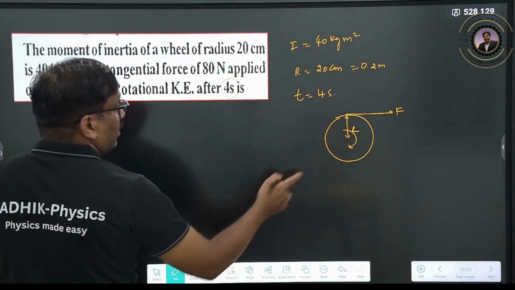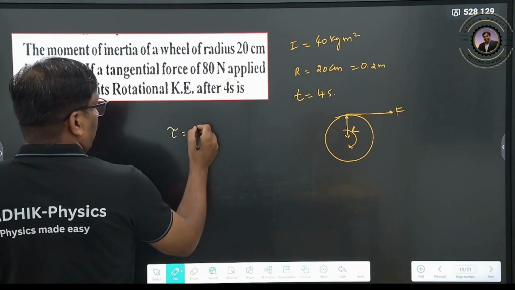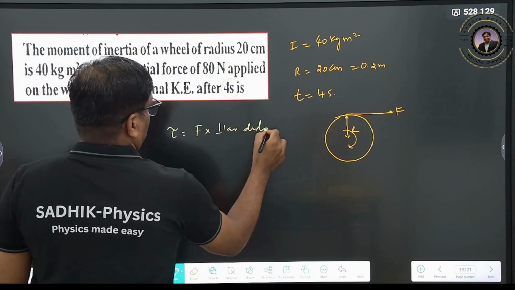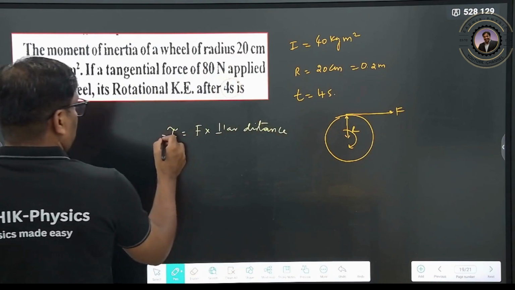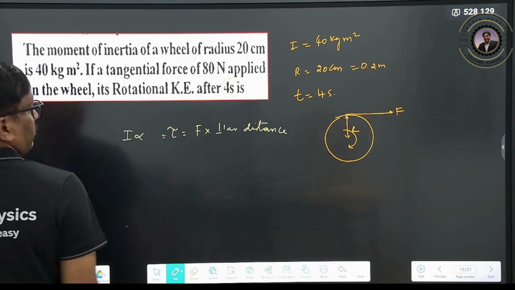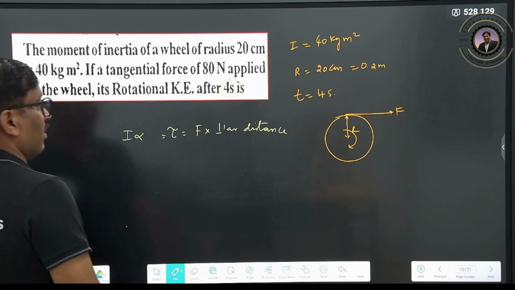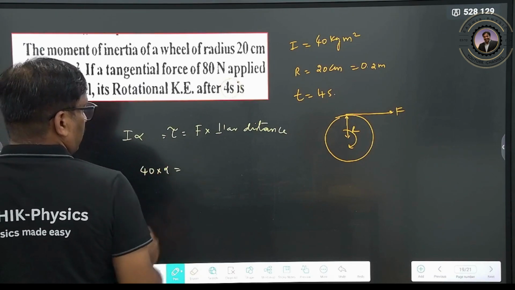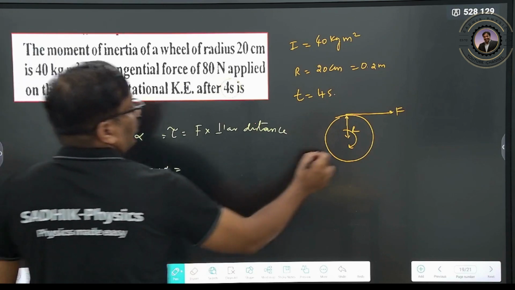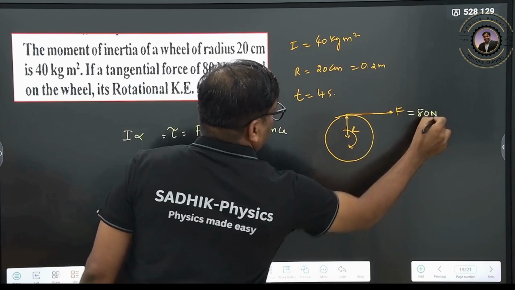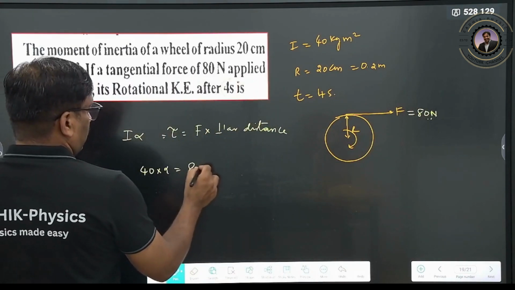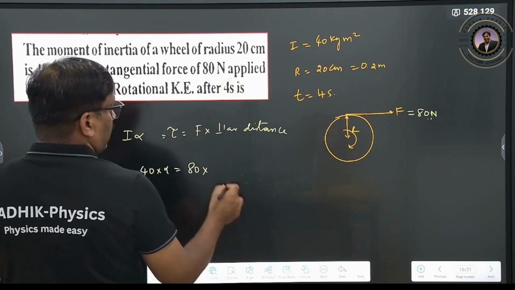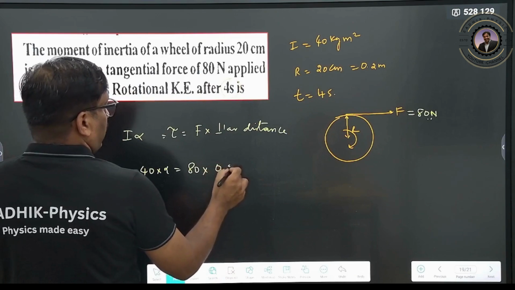So let us see here. So we have to calculate the torque, no? Torque. What is the torque formula? Force into perpendicular distance. Perpendicular distance. And this it will be equal to I alpha. Clear? So alpha value you can calculate now. Therefore I is how much now? 40 into alpha. It will be equal to force, how much now? Force it will be equal to 80 newtons. So 80 into perpendicular distance, how much now? Perpendicular distance is nothing but radius. Radius is nothing but 0.2.